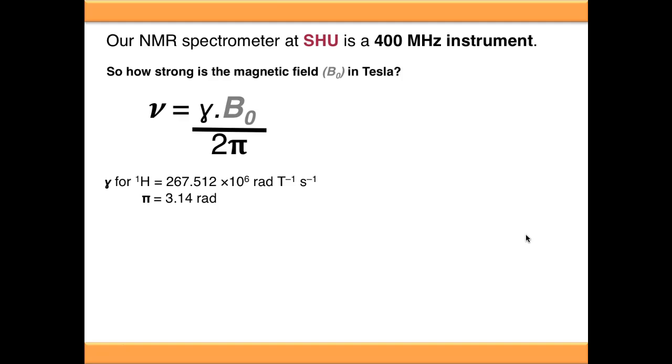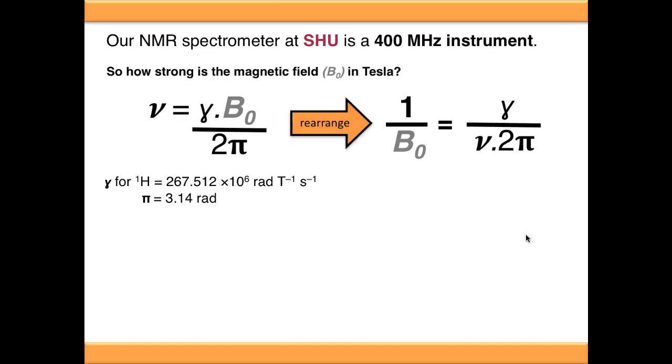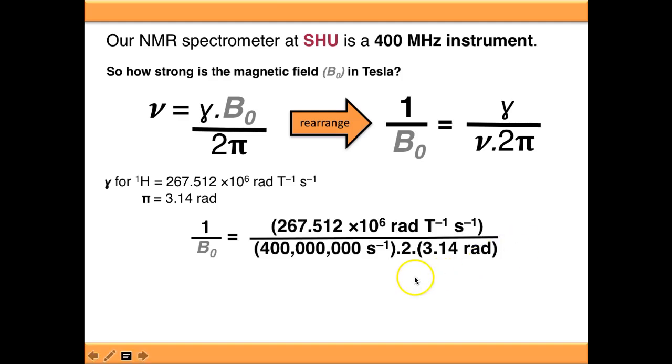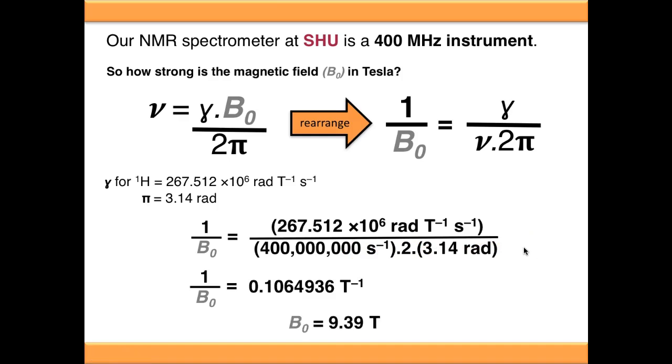So our spectrometer at Sheffield Hallam University is a 400 megahertz instrument. How strong is the magnetic field? Well, we can reverse engineer this equation, which is giving us the Larmor frequency, where we get 1 over B0 is equal to the gyromagnetic ratio divided by the Larmor frequency times 2 pi. So if we feed in all of our data, we know our gyromagnetic ratio, we have our megahertz rating of our instrument, and then 2 times pi. We end up with 1 over B0 is equal to 0.106 and so on per Tesla. And then by rearranging that, we end up with B0 is equal to 9.39 Tesla. So our instrument is a 9.39 Tesla magnet, but we commonly call that a 400 megahertz instrument because that's the resonance frequency for a proton.